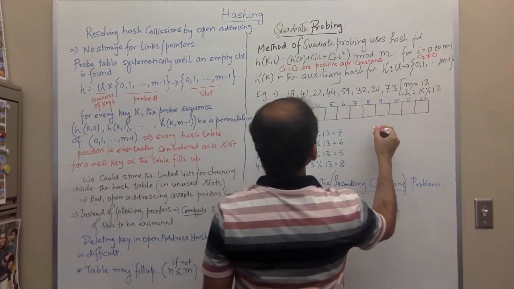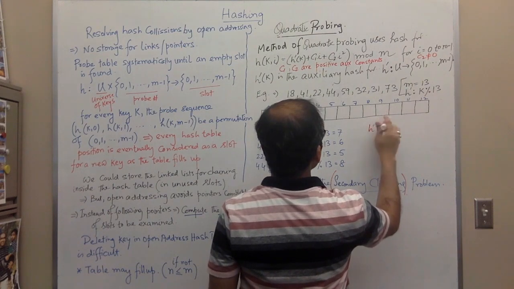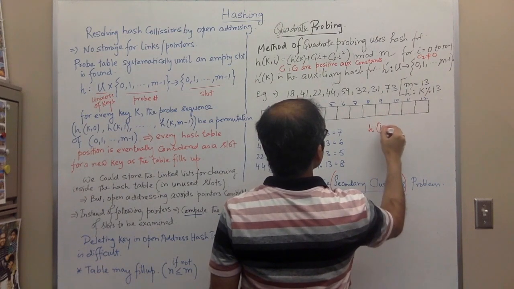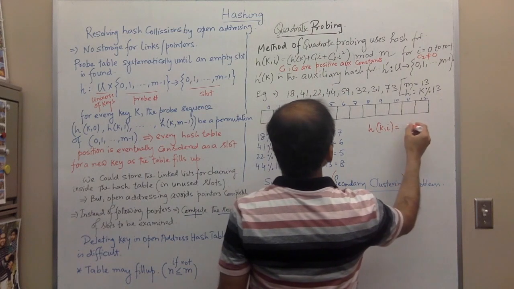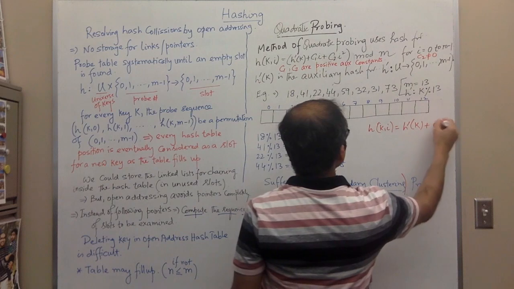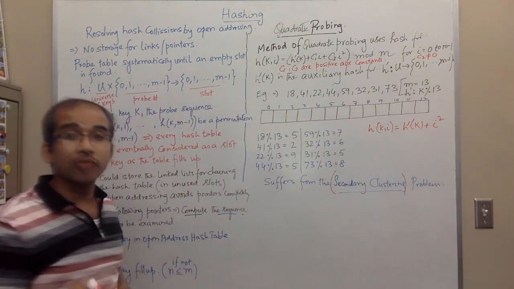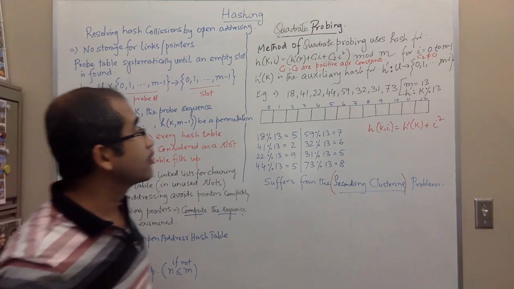So in general, it's like h(k,i) equal to h'(k) plus i squared, assuming c2 equal to 1. This is the one you will find in most of the examples.